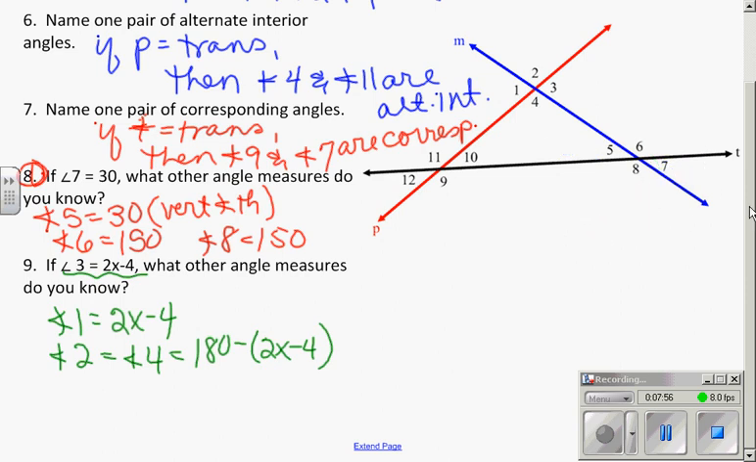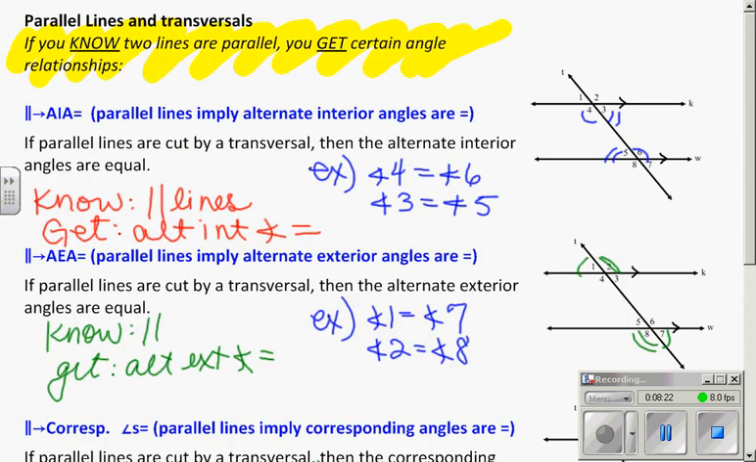In the same manner, if I know that angle 3 is 2x minus 4, then I know that angle 1 is also 2x minus 4, and I would find the linear pair by taking 180 minus (2x minus 4). But watch how I have this as a quantity, because 2x minus 4 is acting like a single number.